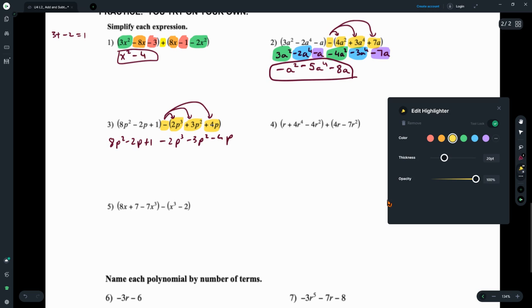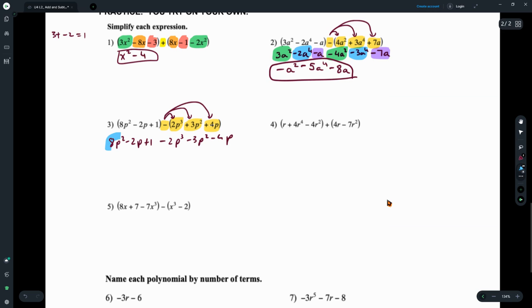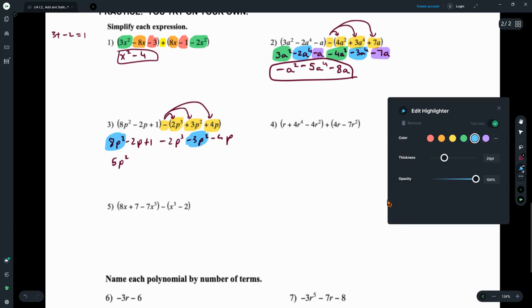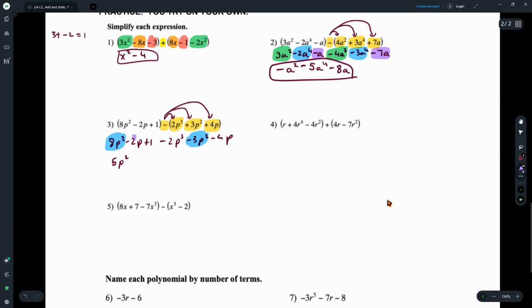And then combine like terms. First one is the p squared. Where's p squared? This one here. So combine p squared and p squared: 8 and negative 3 gives you 5p squared. And then you do the p. Here's negative 2p and here is the negative 4p. Together that gives you negative 6p.